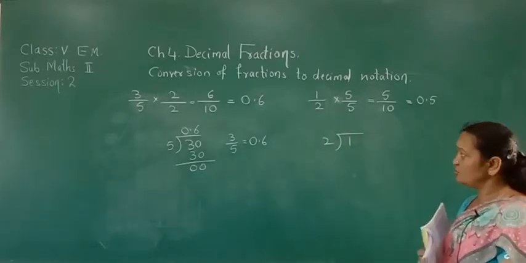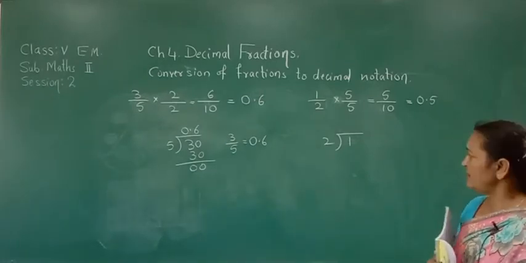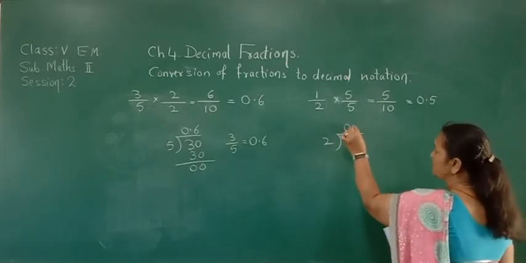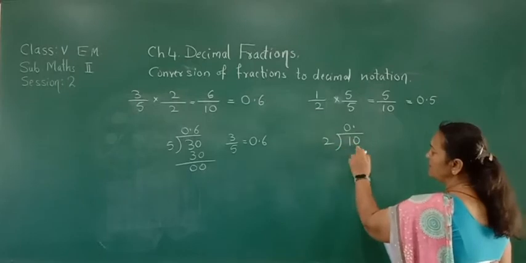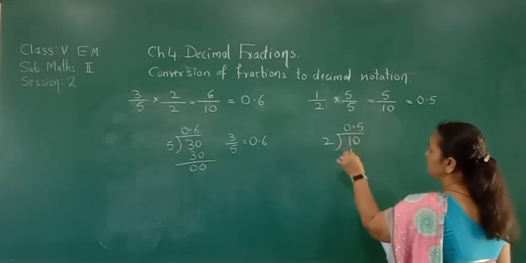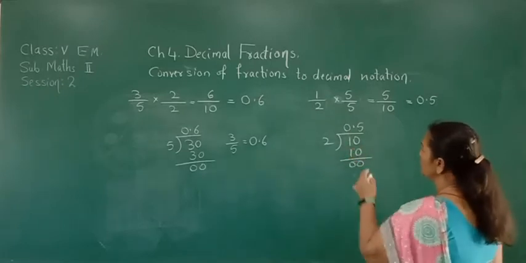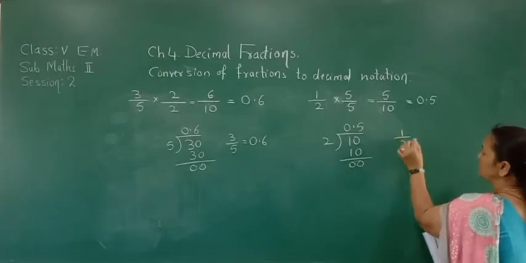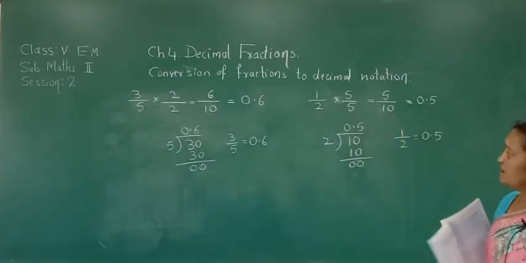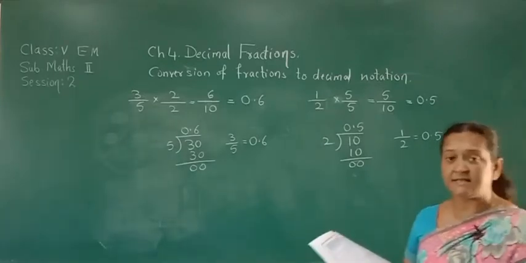Or 1 when it is divided by 2. Check here, 2 is more than 1, so it is not possible to divide 1 by 2. So again here add 0, then point. For this decimal point add 1 zero here. Now in the 2 table easily you can write 2 5s are 10. So 10 minus 10 is 0. So here 1 by 2 is equal to 0.5. This understood? Now this was for single digits, when numerator and denominator have a single digit.